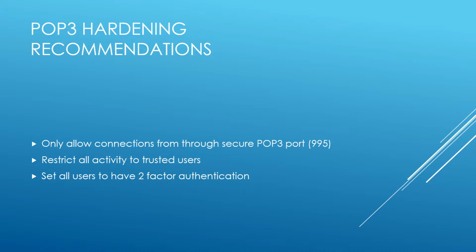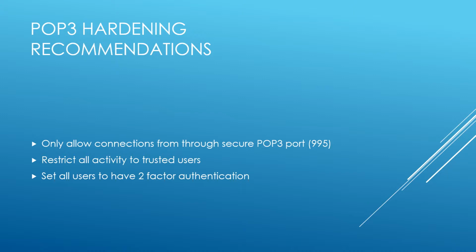One of the recommendations that I would make to harden the POP3 protocol is to only allow the POP3 connection through the secure port, which is port 995. You can make these changes at the firewall on any OS. I would also recommend closing the non-secured port 110 so that all traffic can be directed through a secure port.